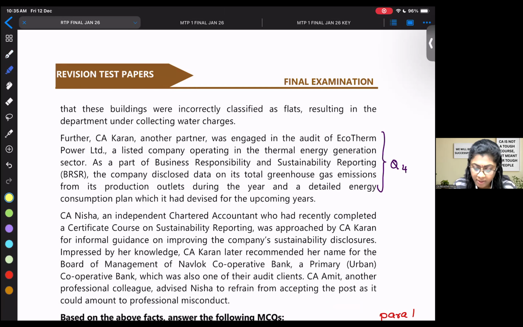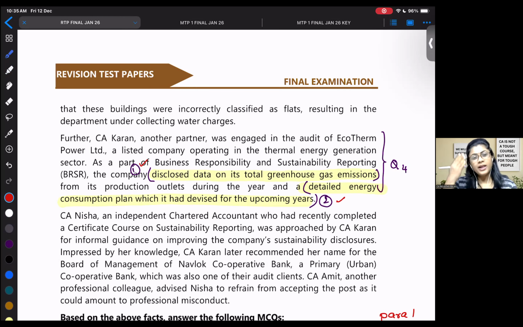Further, CA Karan, another partner, was engaged in the audit of Ecotherm Power, a listed company operating in the thermal energy operation sector. As a part of BRSR, the company disclosed data of total greenhouse gas emissions, and it also has a detailed energy consumption plan. One is regarding the data on how much greenhouse gas emissions, and this is 2. Can you now reply? Disclosure 1 mandatory, 2 mandatory, 1 and 2 mandatory, 1 or 2 or none is mandatory.